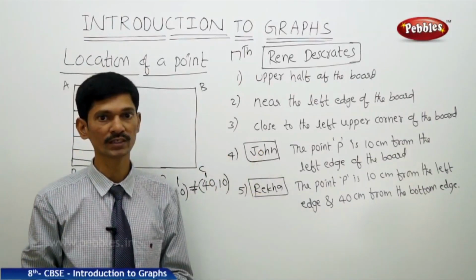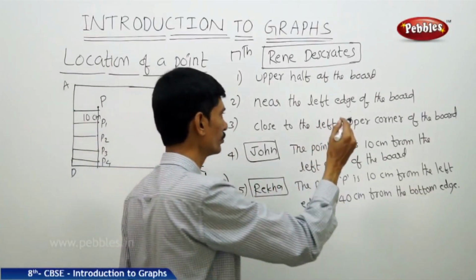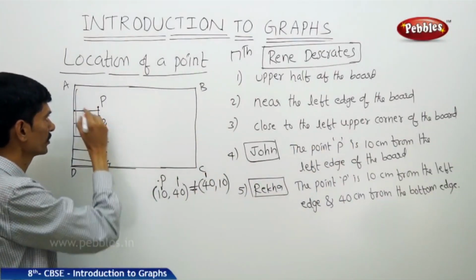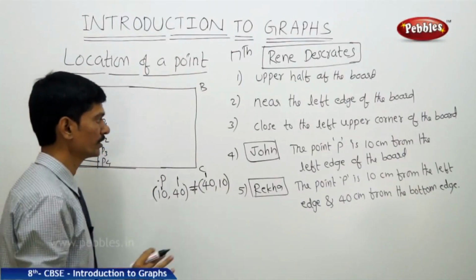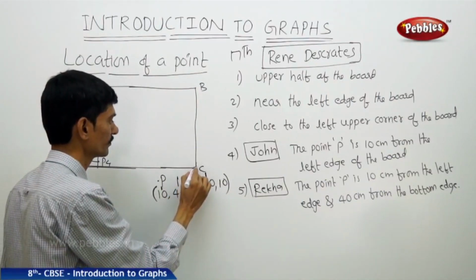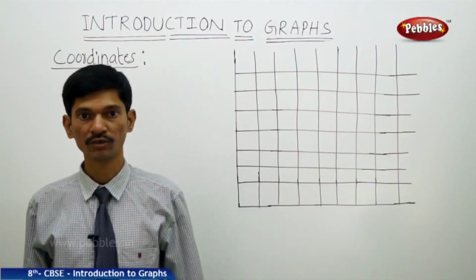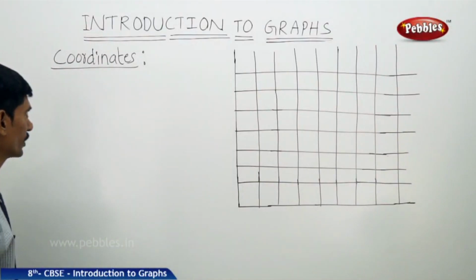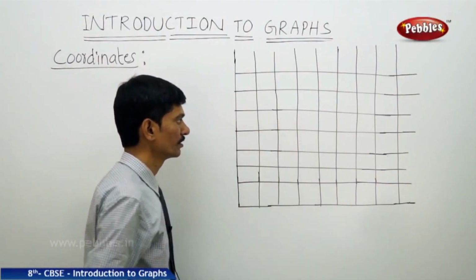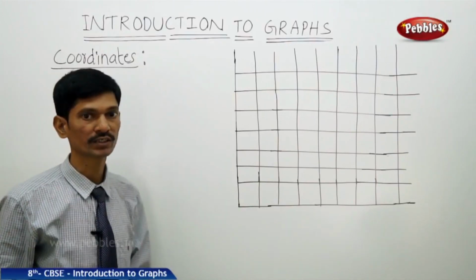Then his system of locating a point with the help of two measurements, vertical and horizontal, is named the Cartesian system in his honor. Now let us discuss what are the coordinates of a point. If you take any graph sheet, means a square grid paper, this graph sheet is also called a coordinate plane or Cartesian plane.